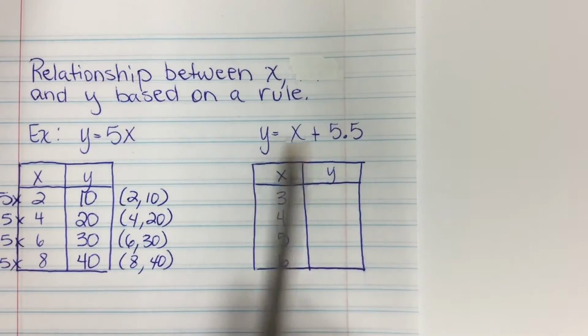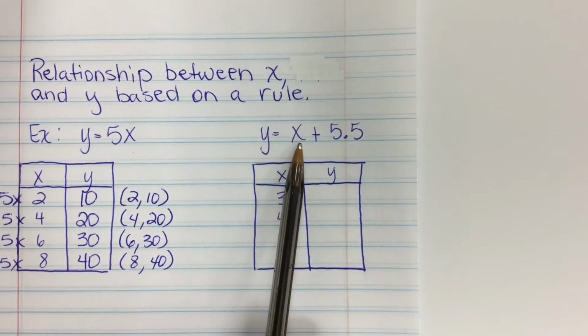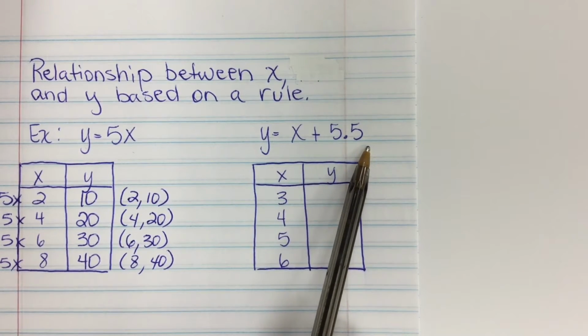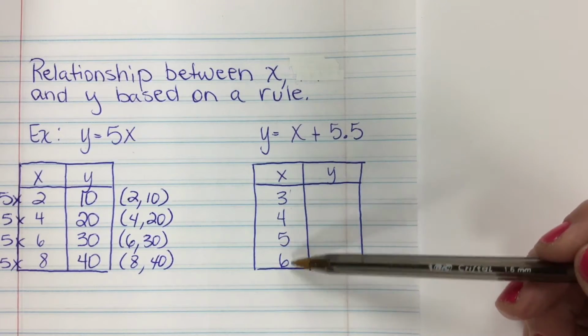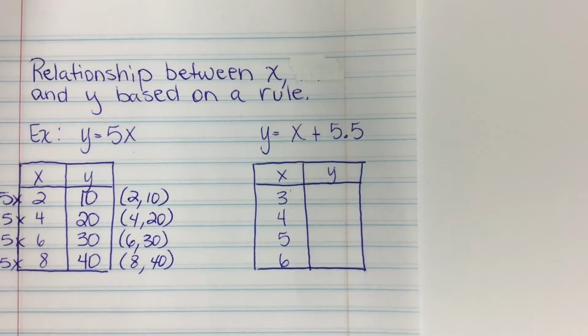Okay, on this one, the rule says Y equals X plus 5 5/10. So here are all my X factors. So we're going to add 5 5/10 to every one of them.